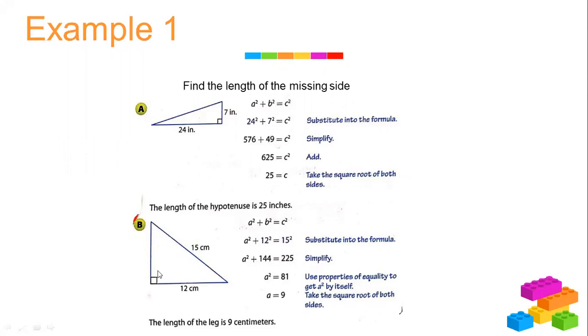In this example, we want to find the leg. So we use the same rule, but in a different way. A power 2 plus B power 2 equals C power 2, where A power 2 plus 12 power 2 equals 15 power 2. So A power 2 plus 144 equals 225. Now we subtract 144. So A power 2 equals 225 minus 144, which is 81. So A equals the square root of 81, which is 9.